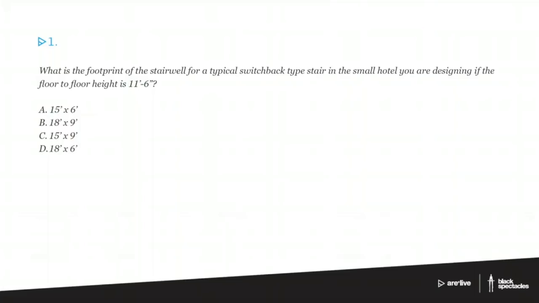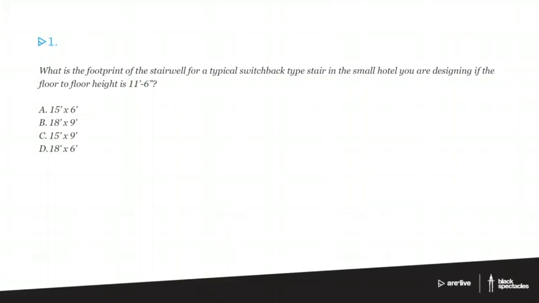Number one, what is the footprint of the stairwell for a typical switchback stair in a small hotel you are designing if the floor-to-floor height is 11.6? So first thing to note here is be careful on these things. Often you'll see something where it talks about the floor-to-ceiling height, and while that's useful for lots of different design aspects, it's not what you would need to understand a stair. Stair has to be floor-to-floor. That's an easy mistake.